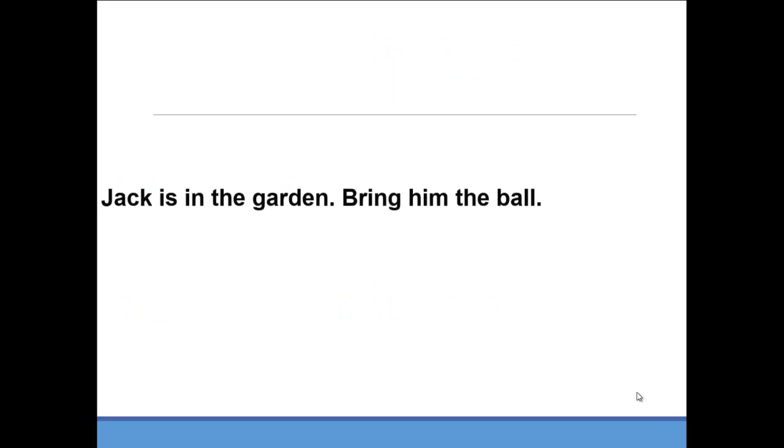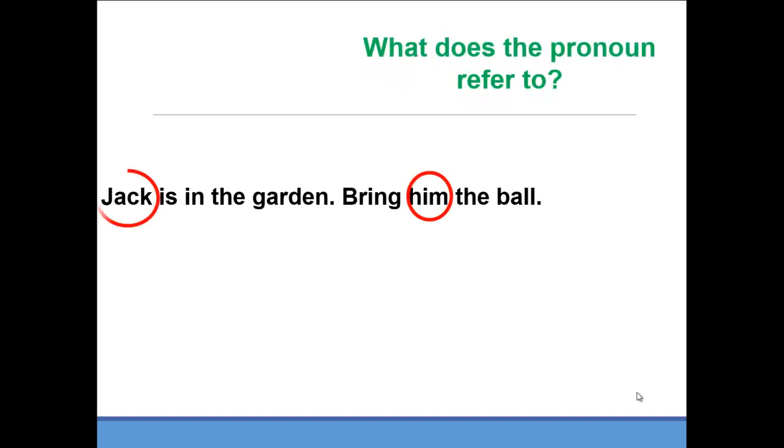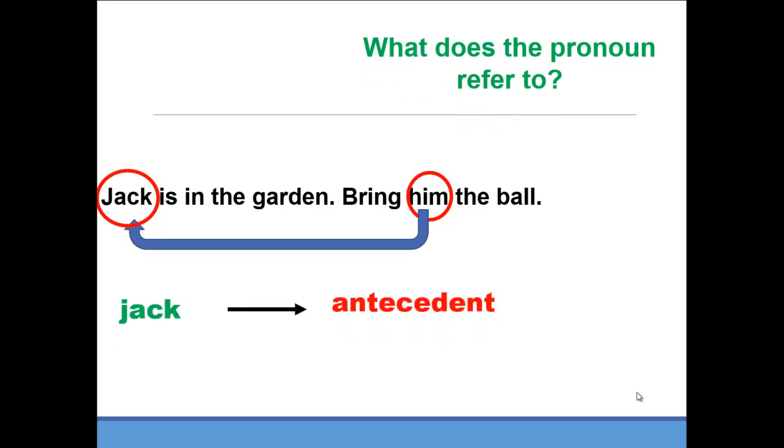Jack is in the garden. Bring him the ball. What pronouns do I have in the sentence? I have the pronoun him. What does it refer to? It refers to Jack. So what do I call the noun Jack? I call it the antecedent.